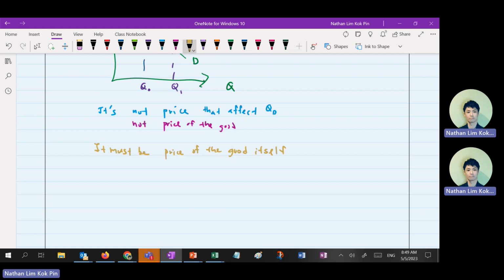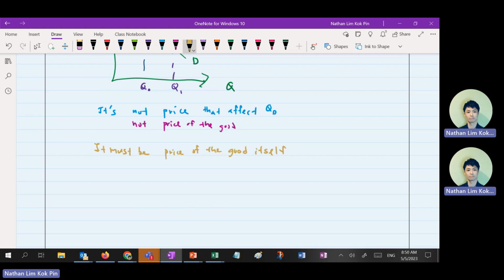When you see the words price of the good itself, you must write quantity demanded. When you talk about quantity demanded, it must be affected by price of the good itself. It's not affected by price, it's not affected by price of the good. Makes sense? Why do I need to stress on this? Price of the good itself, because the Tupperware is the Tupperware. Another brand of the Tupperware cannot affect QD. Apple iPhone is Apple iPhone price that will affect the quantity demanded, not Samsung.